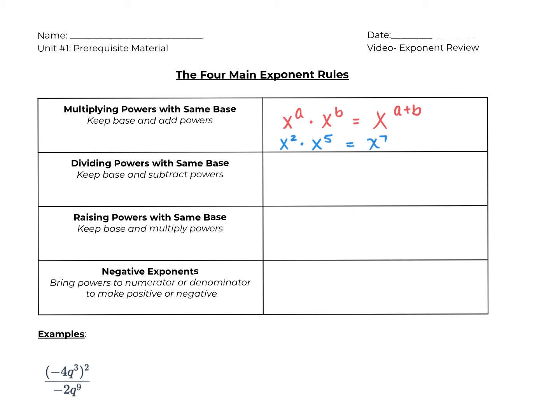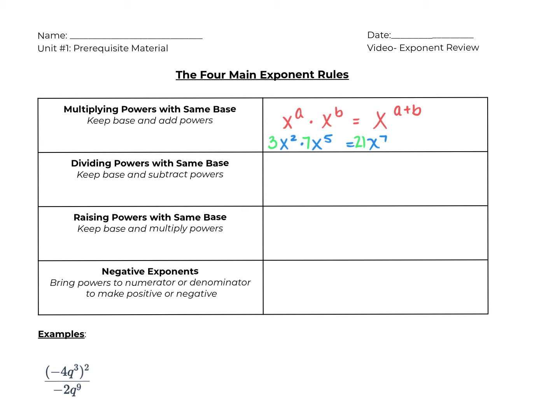Now remember, if there are coefficients in front, we actually would multiply them. So if we had, let's say, 3 and 7, 3 times 7 would be 21. This rule that you see right here is just for the variables that have the same base. Okay, let's do an example with dividing.